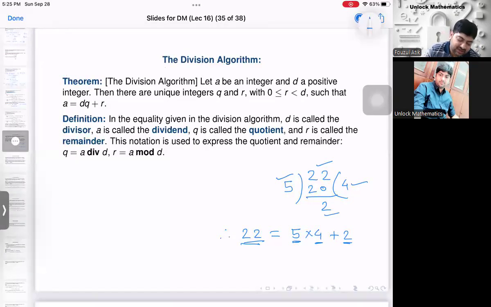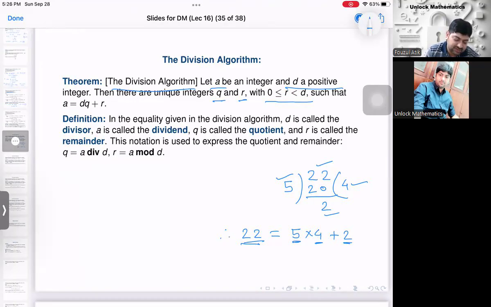Now what is our restriction here? In the division algorithm, a can be any integer but d is a positive integer. If you have such a thing, then we'll have unique integers q and r with 0 less than or equal to r less than d. Therefore r is a non-negative quantity and r is less than the divisor. R is a non-negative quantity and r is less than the divisor. A is equal to dq plus r.